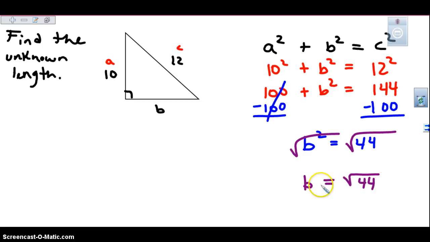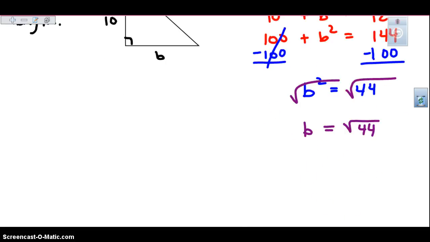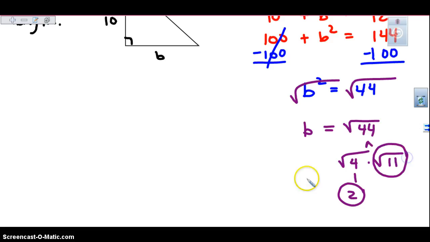Now can we simplify the square root of 44? Yes, we could say the square root of 4 times the square root of 11. So 4 is a perfect square. Can we simplify the square root of 11? No. So B is equal to 2 times the square root of 11.